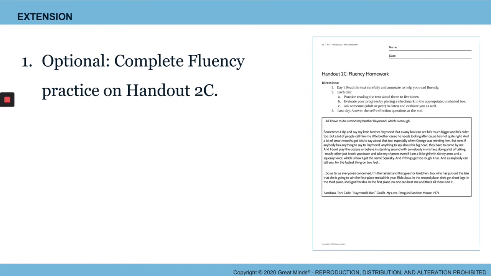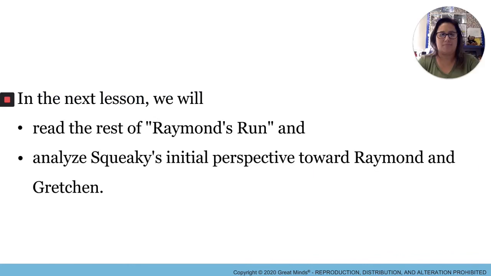As additional support, there is the option of completing fluency practice on Handout 2C. Remember, you can access handouts under Student Downloads beneath the lesson videos. In the next lesson, we will read the rest of Raymond's Run and analyze Squeaky's initial perspective towards Raymond and Gretchen.